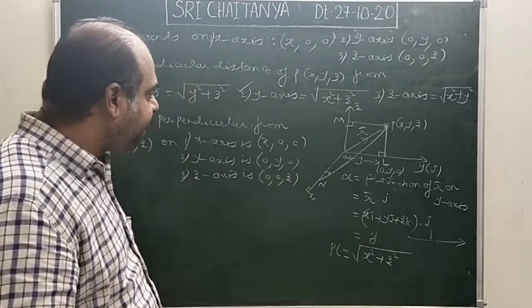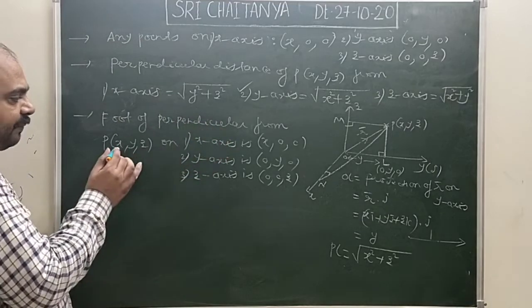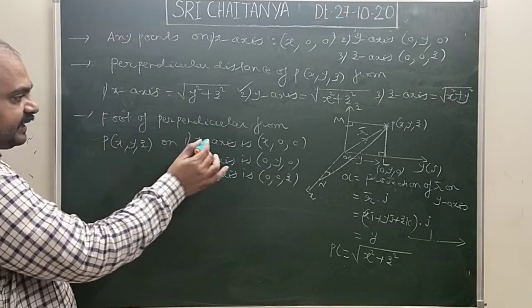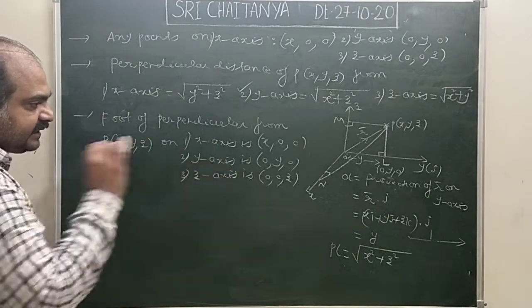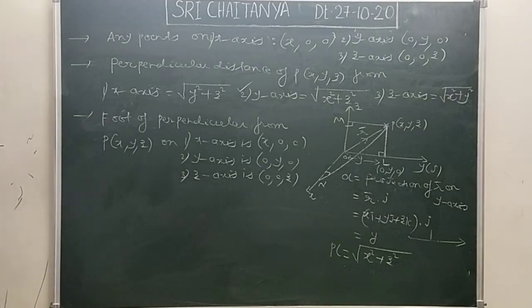These are the feet of perpendiculars dropped from P (x, y, z) on the x-axis, on the y-axis, on the z-axis. These are the formulae.